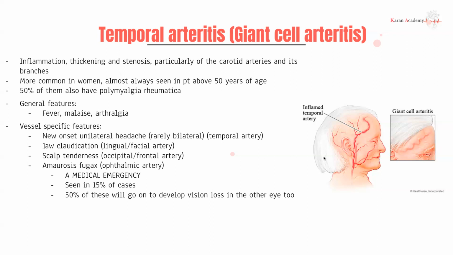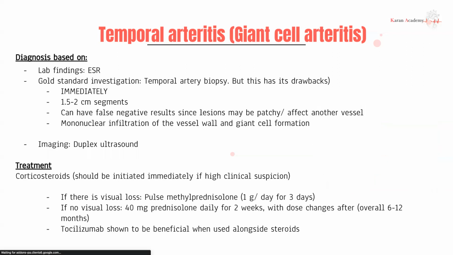You can have amaurosis fugax, which is this really bad medical emergency of a complication where you have now got inflammation and stenosis of the ophthalmic artery, and that's going to present with just darkening, and it's typically characterized as the curtain falling over your vision. It is a medical emergency. It's seen in 15% of cases, and you need to be really cautious, because if they had it in one eye, more likely than not, they're going to have it in the other eye too. So you want to manage them very aggressively.